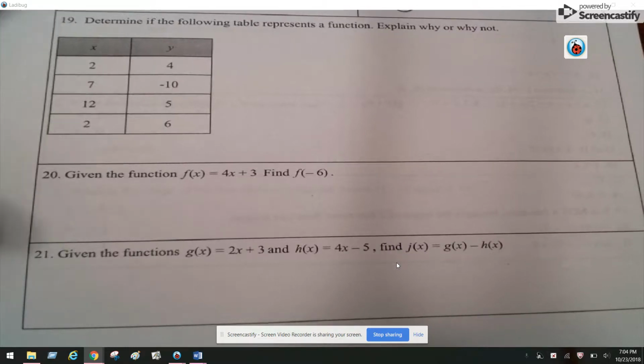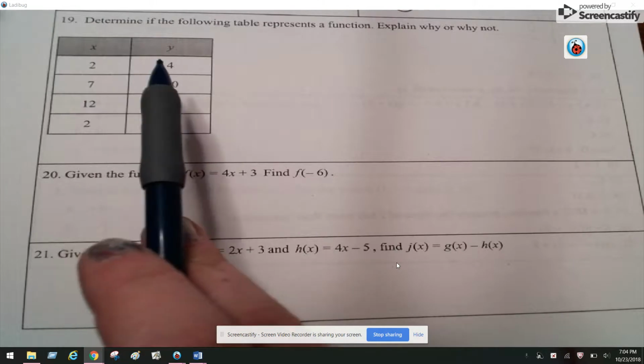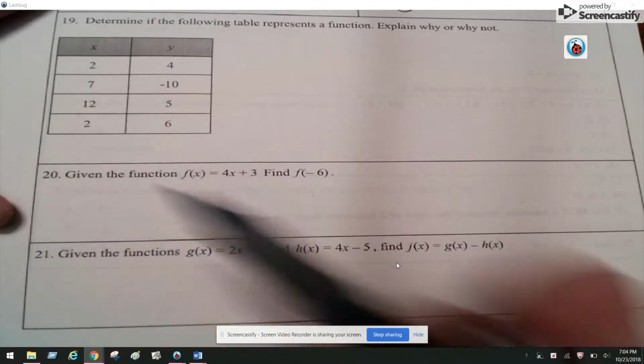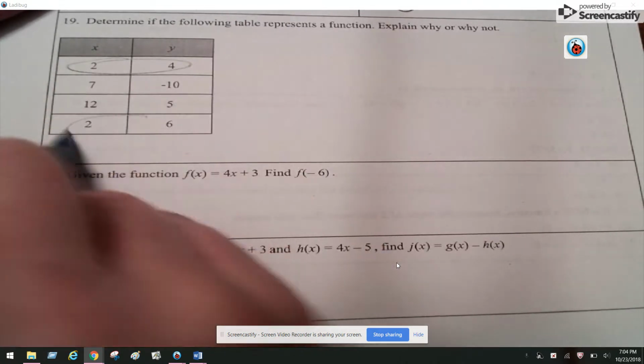All right, we're at the last three problems of our study guide. We're going to do all of these at the same time since they all deal with functions. So if we look at number 19, I'm looking for a situation where each input has only one output, and I'm looking right away here. And since my x's are my inputs, the input of 2 has 2 outputs.